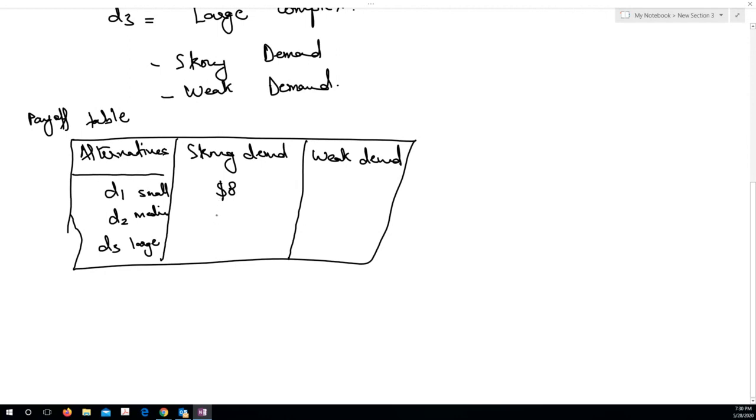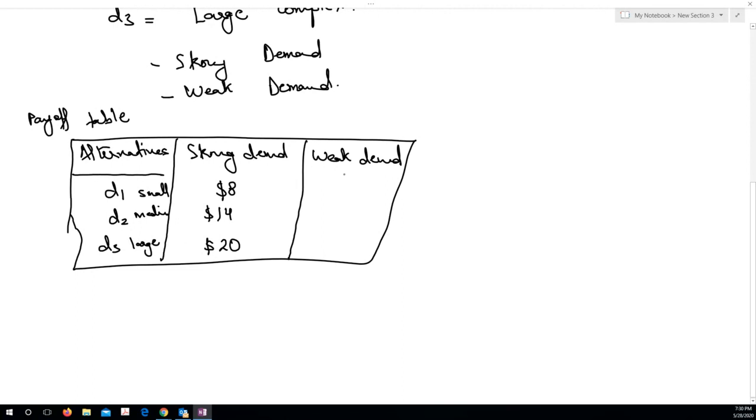If they make a medium one and there's a strong demand, they will make 14 million, because there are more apartments, so they will make more money. But if they make a large one and there is a strong demand, they will make 20 million, which is pretty good. But no one knows what the outcome is. So it can be strong, or it can be a weak demand in the future. No one knows exactly what will happen in the future.